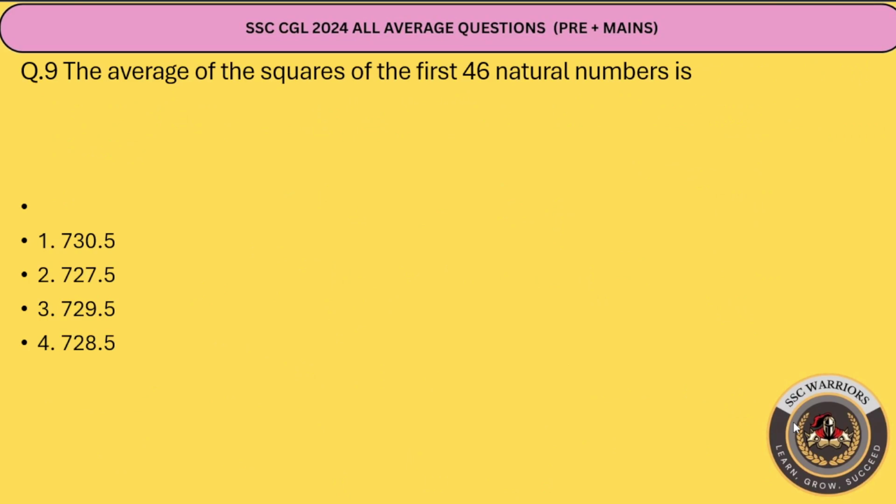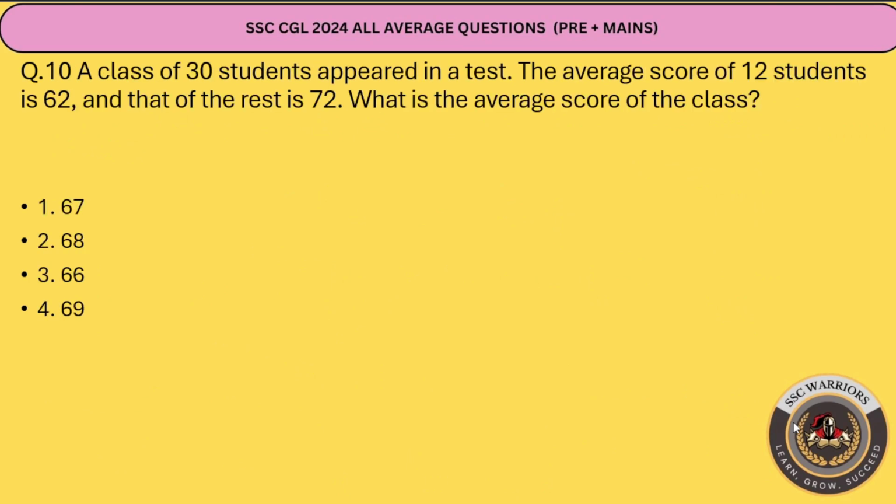ये अगेन सेम क्वेश्चन है, खुद से कर लेना। ये भी सेम पैटर्न पे ही है। A class of 30 students appeared in a test. Average score of 12 students is 62 and of the rest, that is 18 students, is 72. Find the average score of the class.